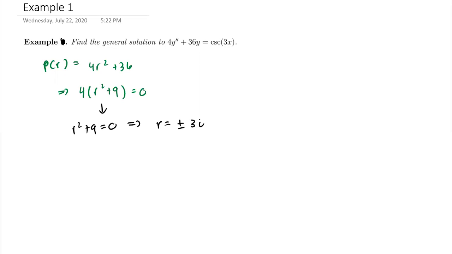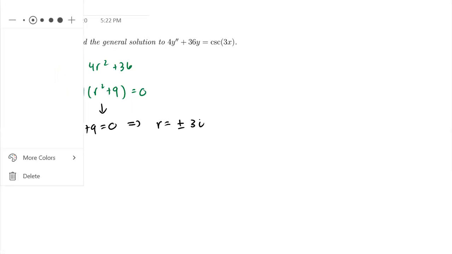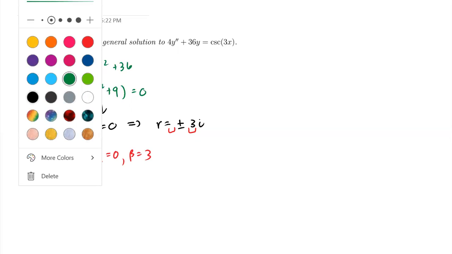Now we identify what our alpha is and what our beta is. So in this case, let me use another color. Our alpha is here, but it's just 0. Right? So it's still there, it's just 0. And then the beta is whatever is multiplying the i. So in this case, 3. So alpha equals 0, beta equals 3. So we know what the complementary solution is.